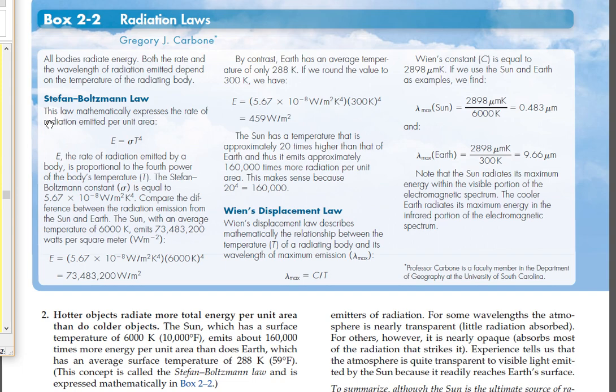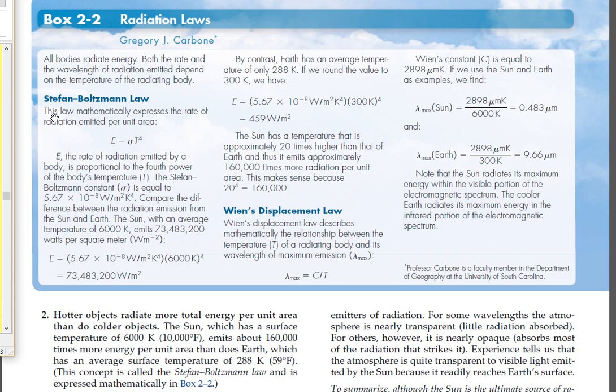Compare the difference between the radiation emission from the Sun and Earth. The Sun, with an average temperature of 6,000 Kelvin, emits 73,483,200 watts per square meter. E equals 5.67 times 10 to the minus 8 watt per square meter per Kelvin to the fourth, times 6,000 Kelvin to the fourth, equals 73,483,200 watt per square meter.